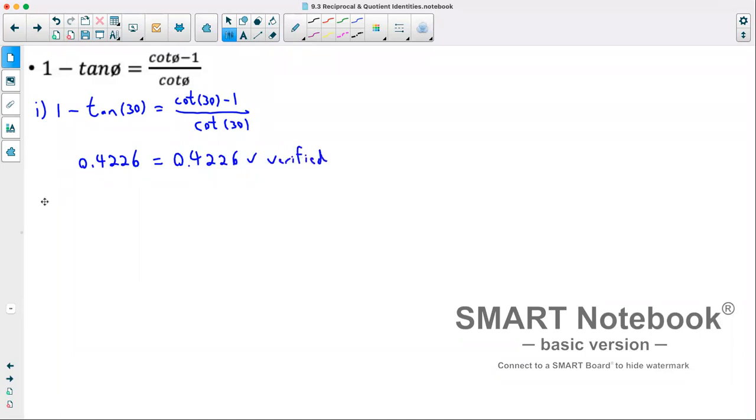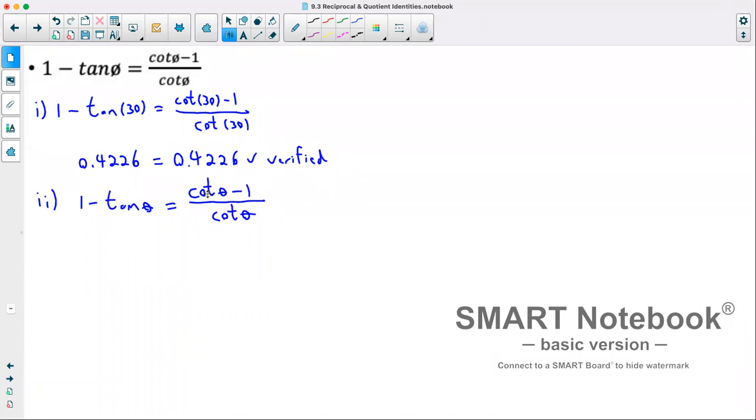So now we'll try to prove that those identities are the same. So we've got 1 minus tan theta equals cotangent theta minus 1 over cotangent theta. In this case, I will probably start working on this side because this one looks more complex, and I'll try to simplify it so it matches what's on this side.